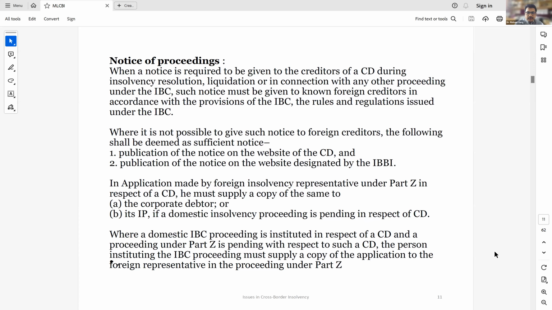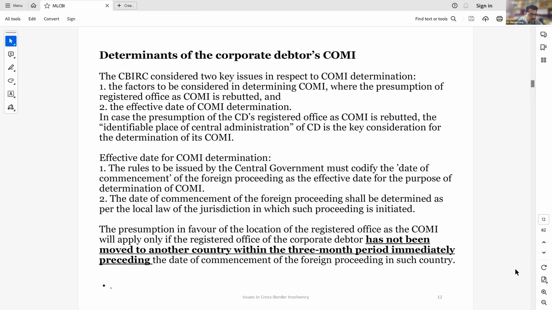An application made by the foreign insolvency representative under Part Z in respect of a CD, he must supply a copy of the same to the corporate debtor or its IP if a domestic insolvency proceeding is pending in respect of the CD. Where a domestic insolvency proceeding is instituted in respect of a CD and a proceeding under Part Z is pending with respect to such a CD, the person instituting the IBC proceeding must supply a copy of the application to the foreign representative in the proceeding under Part Z. So these are some of the provisions with respect to the notice.